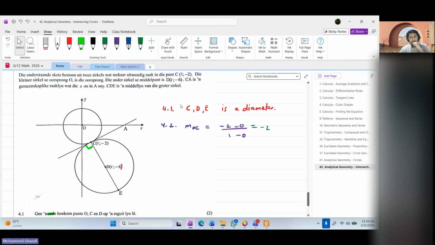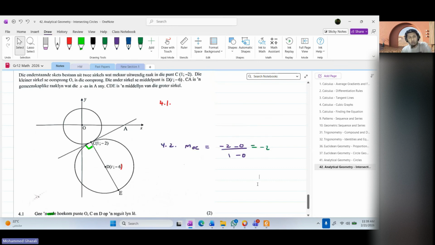Sorry guys, 4.1. How is CDE? CDE is the diameter. They ask, give a reason why O, C and D lie on the straight line. That's incorrect. 4.1, let's go back. This is supposed to be OCD. I was looking at CDE. We need to say OC is perpendicular to AC.